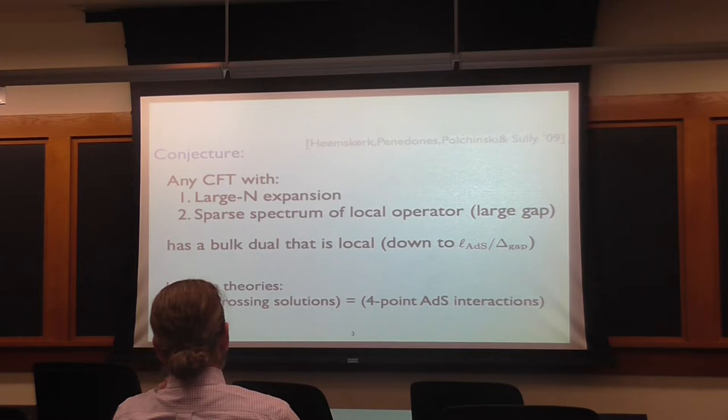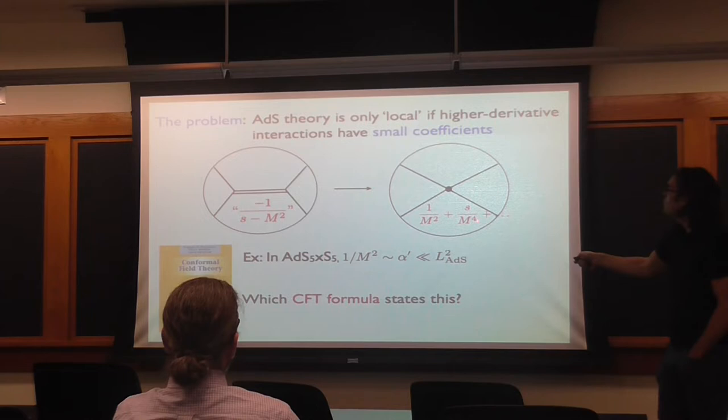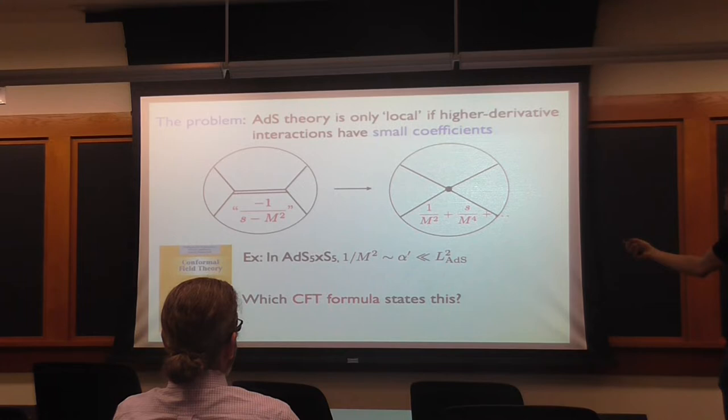The part which remained mysterious for a long time about this conjecture is the part about locality. It's nice to be able to classify local interactions that you could write in AdS in terms of C_T. But the main thing is that if you have a local theory, the coefficients of higher derivative interactions should be smaller. So the theory should be basically dominated by the two-derivative Lagrangian, up to smaller corrections.